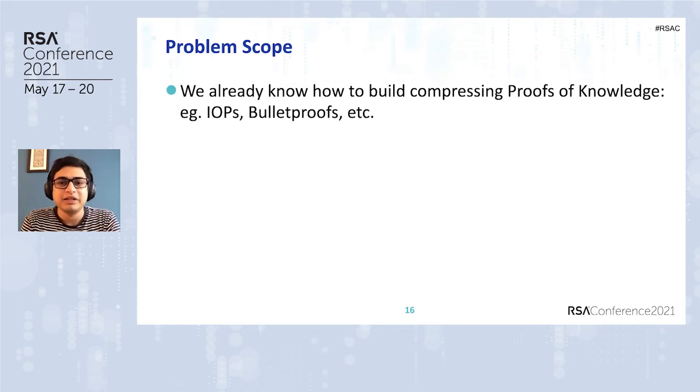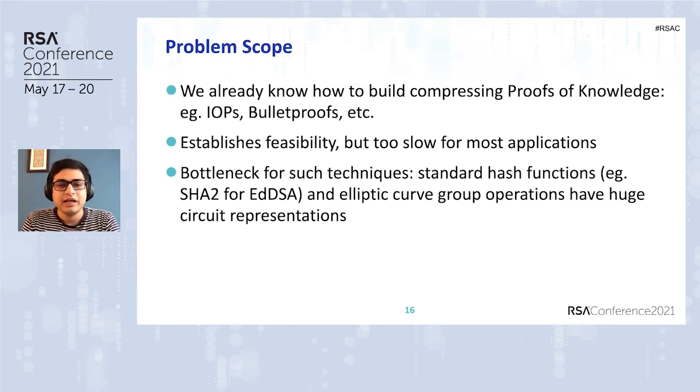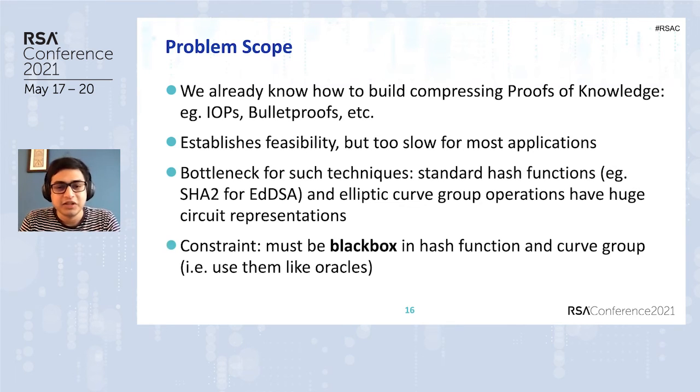The thing is, we already know how to build such compressing proofs of knowledge. Take your favorite SNARK, for example. While this establishes feasibility, using a generic SNARK for such a task is prohibitively expensive for most applications. In particular, using a generic technique would require representing the hash function of Schnorr as a circuit and then feeding it into the SNARK. And for standard hash functions, such as SHA-2 that's used by EdDSA, this induces a really large circuit and makes it quite expensive for most applications. So we introduce an additional constraint that whatever technique we design must be black box in the hash function. That is, use the hash function and group operations as oracles.